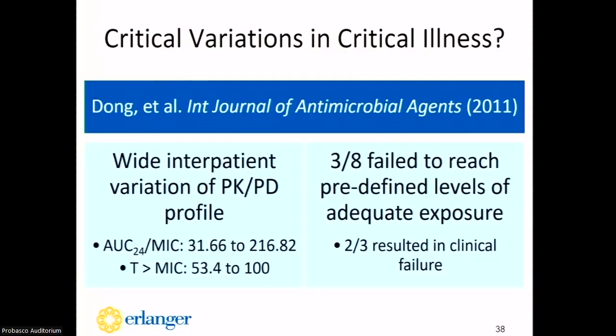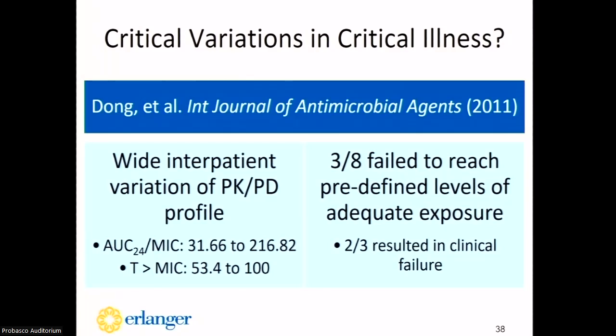So the first study that we'll talk about here is a small single center study out of China in which they evaluated 8 critically ill adults treated with linezolid. Based on the results of the study, we can see a wide variation in the pharmacokinetic, pharmacodynamic parameters of linezolid, which you can see as the wide range of AUC to MIC values, as well as the wide range of time greater than MIC.